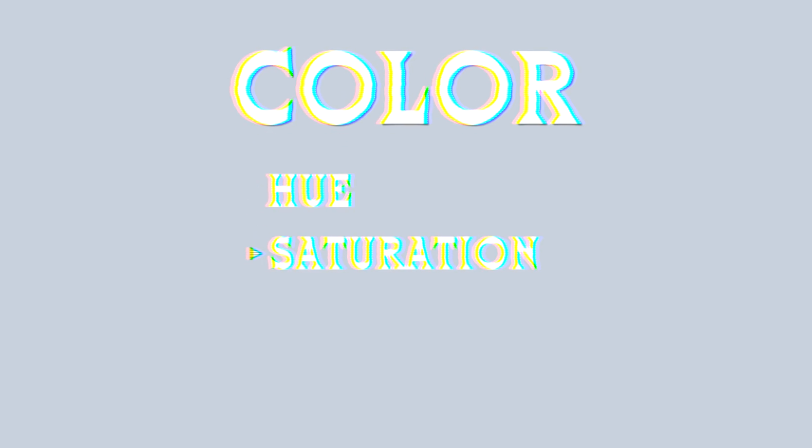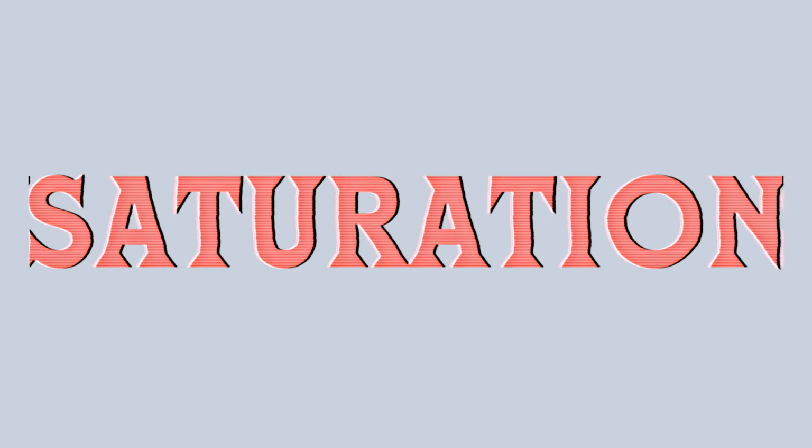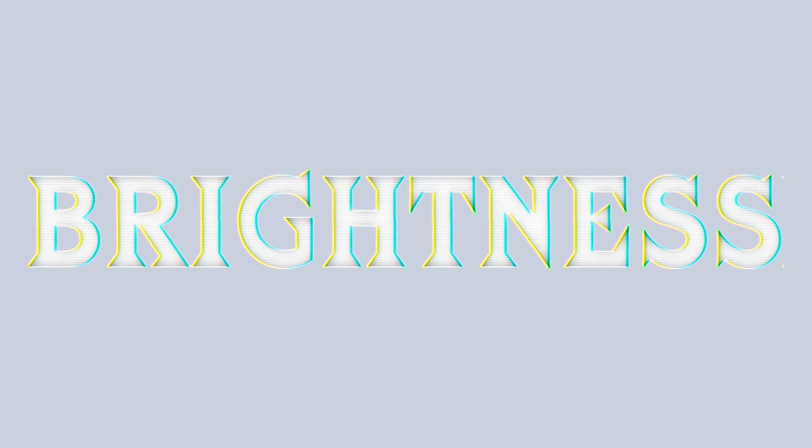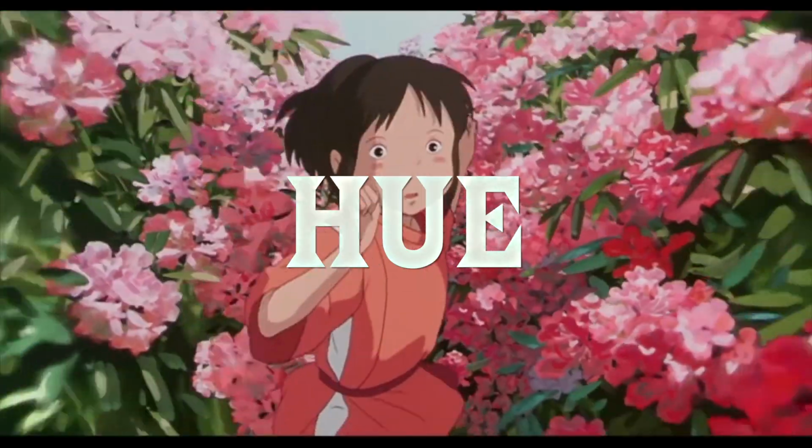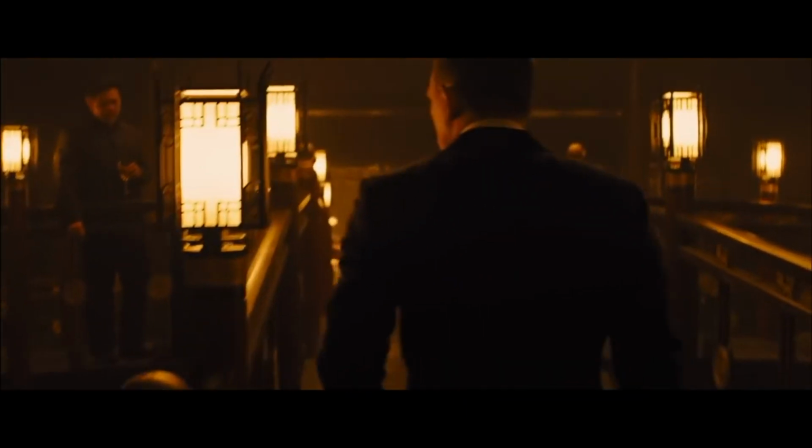3 characteristics define color: hue, saturation, and brightness. Hue is the specific color you're using. Saturation is the intensity of that color, and brightness is how light or dark that color is. Hue is usually the first element we think of when we talk about color. It's the color palette and scheme of your movie.